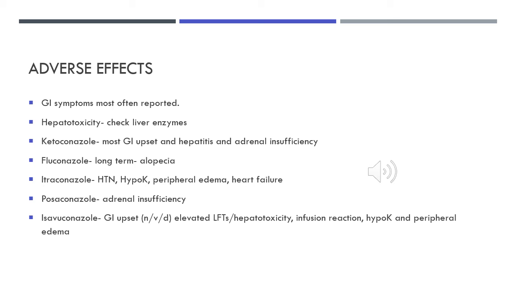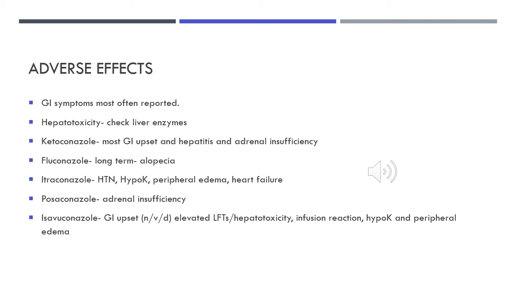Fluconazole, long term, it can cause alopecia. Itraconazole can cause hypertension, hypokalemia, peripheral edema, and heart failure. Posaconazole, really, some minor GI upset, but adrenal insufficiency tends to be what we see if we're going to see anything.